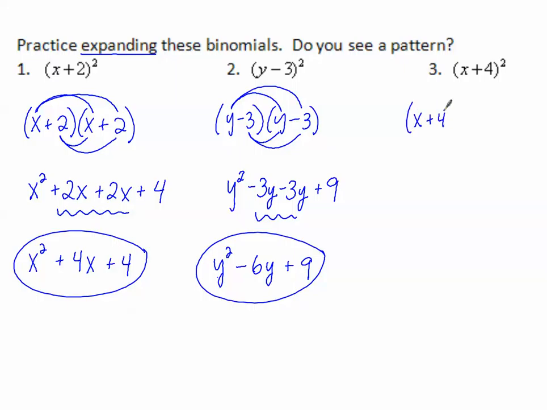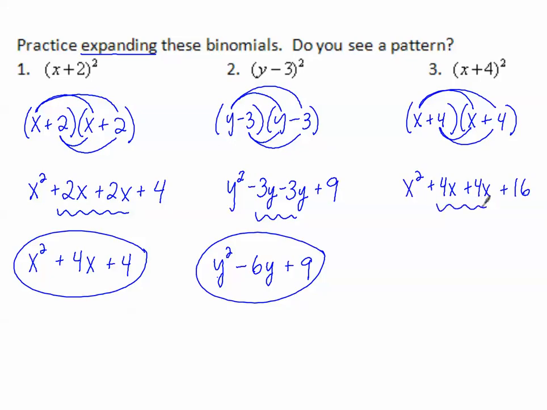So let's write x plus 4 times x plus 4. Distribute the x. X times x is x squared. X times 4 plus 4x. 4 times x plus 4x, and 4 times 4 plus 16. Combine the like terms in the middle: x squared plus 8x plus 16.